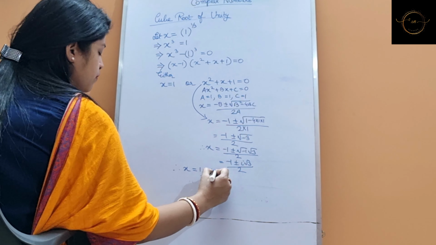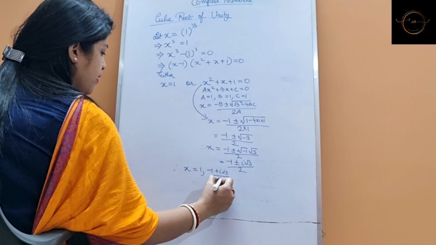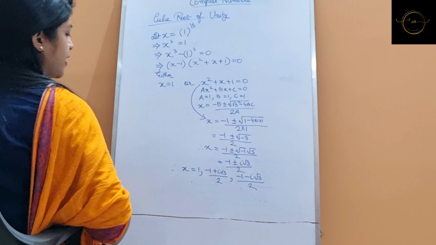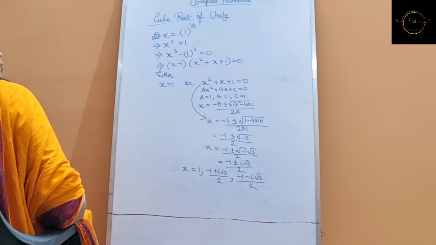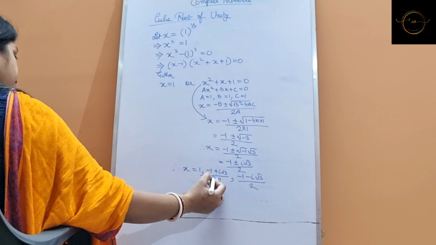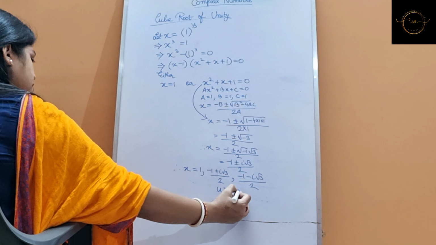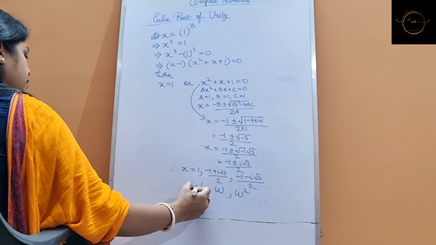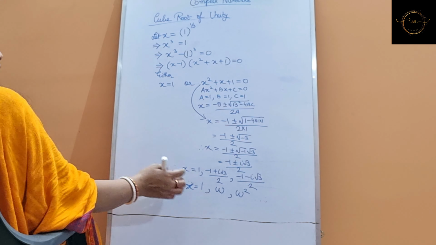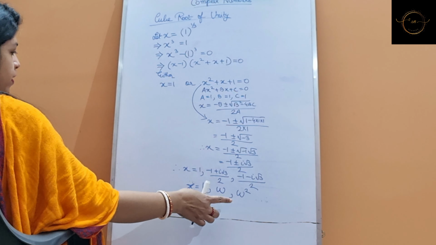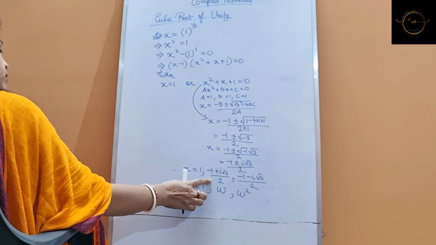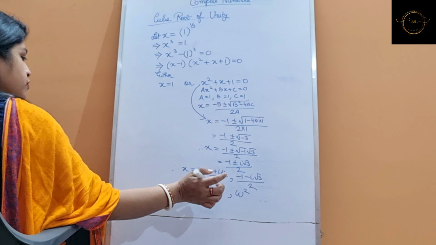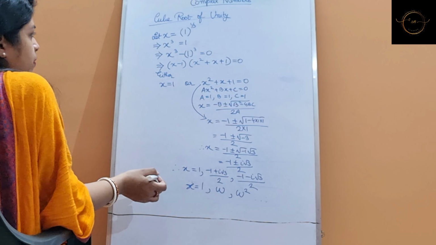One value we are getting is minus 1 plus i root 3 by 2. The other one we are getting is minus 1 minus i root 3 by 2. This is named as w, this is named as w square, and this is 1. So what are the 3 values of x? 1, w, w square. What is the value of w? Minus 1 plus i root 3 by 2. What is the value of w square? Minus 1 minus i root 3 by 2.